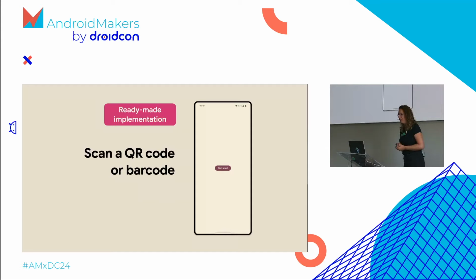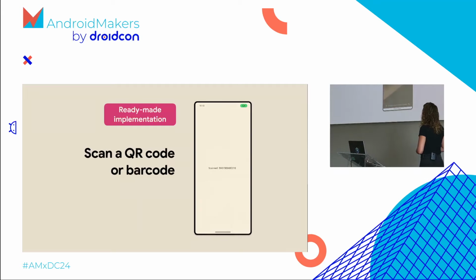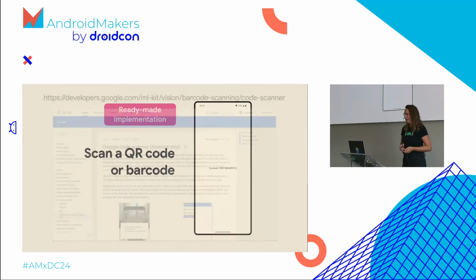So how do we do this when we want to scan a QR code or barcode? Unfortunately, it's not as simple as those previous ones. We have to do a little bit more. So what does this look like? We start a scan. We get a beautifully Google-colored scanning environment, which automatically gives us the result of the scan.